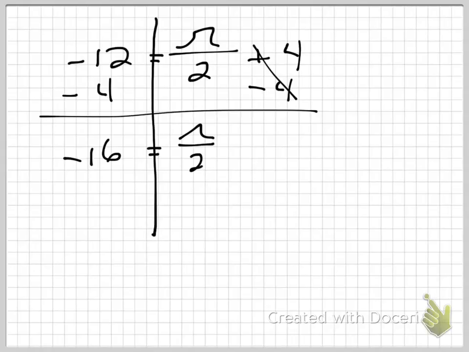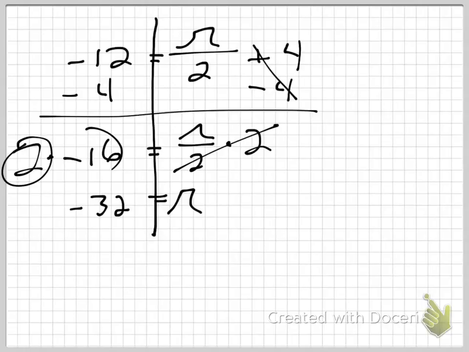Is the variable happy? No. He's being divided by 2. What's the opposite of divide by 2? Multiply by 2. Multiply by 2. They're gone. That leaves me with r equals. What is 2 times a negative 16? It's a negative 32 because a positive times a negative is a negative.